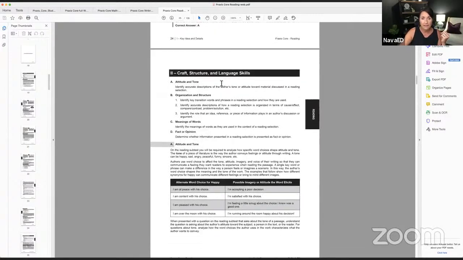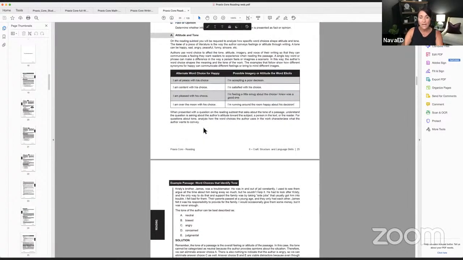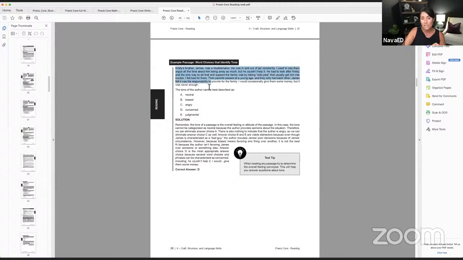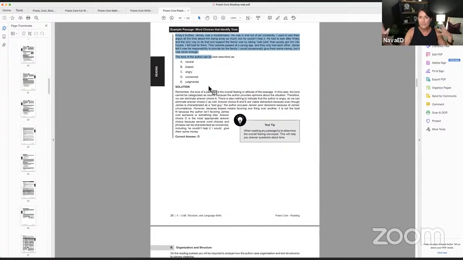Then the next day, I put it down, I go to bed or I go watch TV. I'm done for the day. I did my practice for the day. Now I'm going to do craft, structure and language skills the following day. I'm reading all this. I'm looking over all this. I'm reading some of my samples here. I'm seeing how these test questions are kind of laid out.